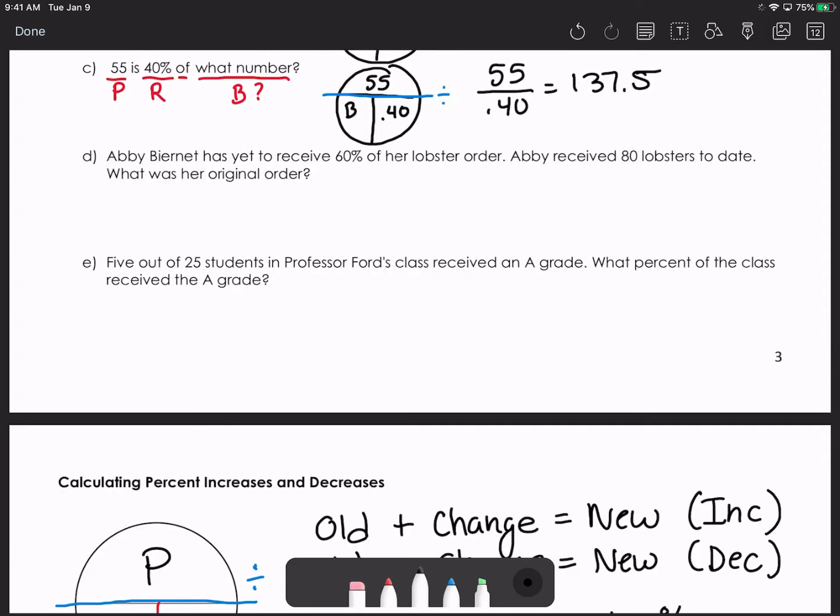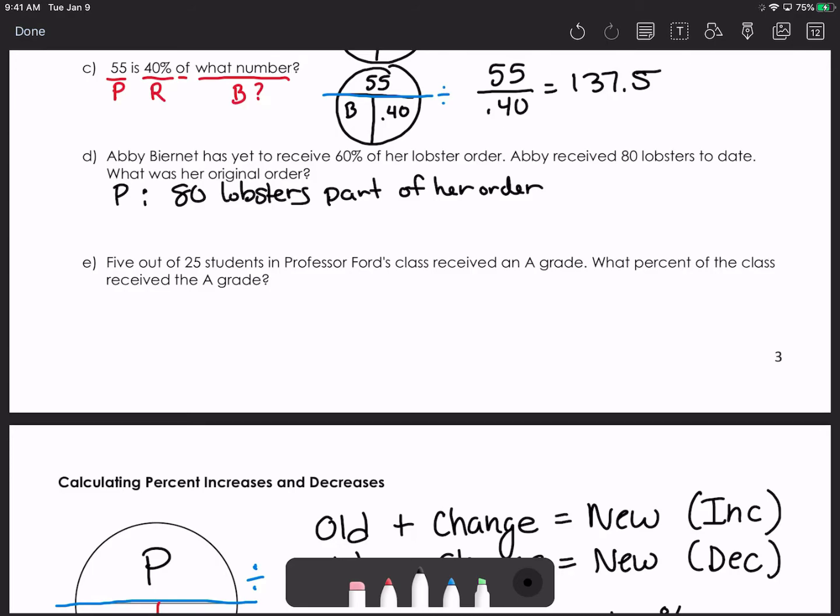Okay, it says Abby Burnett has yet to receive 60% of her lobster order. Abby received 80 lobsters to date. What was her original order? So, when we look at this, we know that 80 lobsters is part of her order. So that means that's the portion.